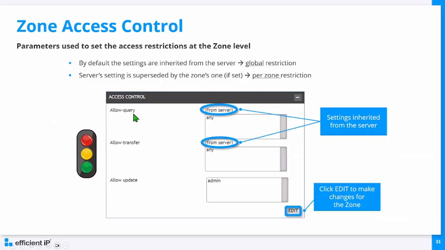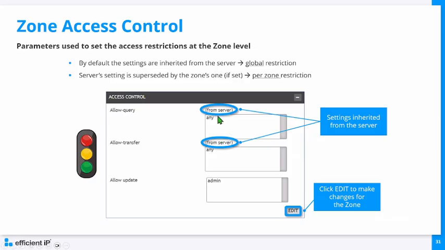Allow query: which clients can query the zone. Allow transfer: which name servers can do zone transfer. And allow update: these are for dynamic update. Normally dynamic update is for the client to register the name. The client can register his name to the DNS server. So those are dynamic updates.